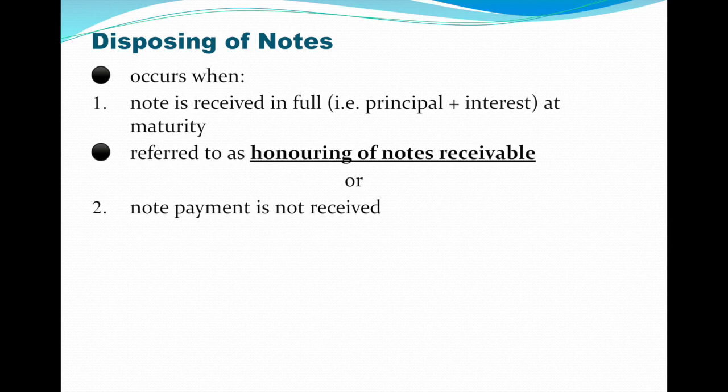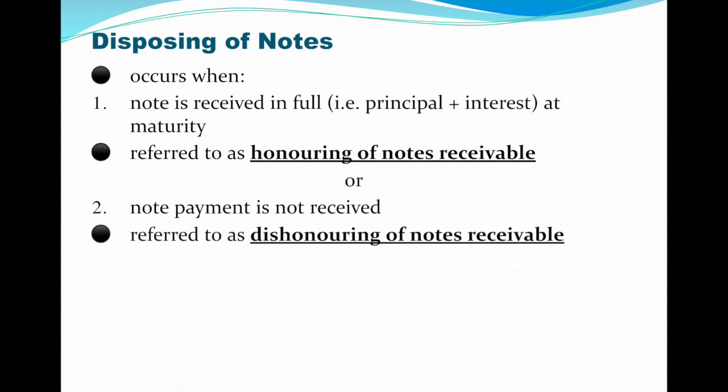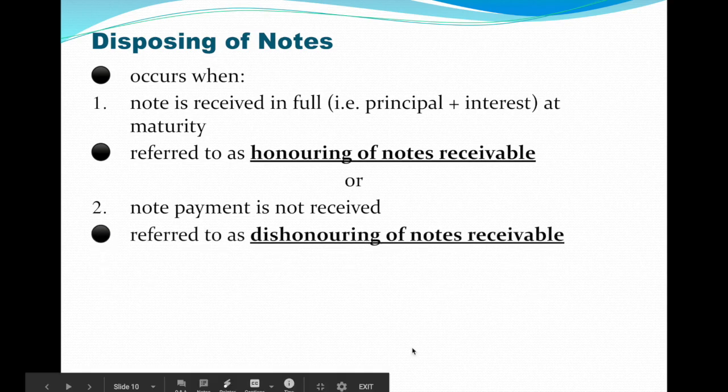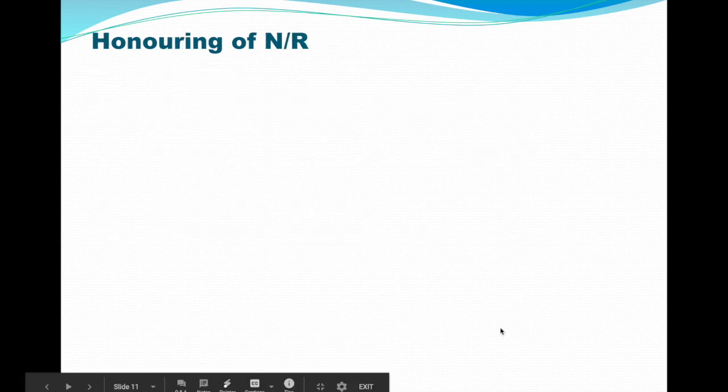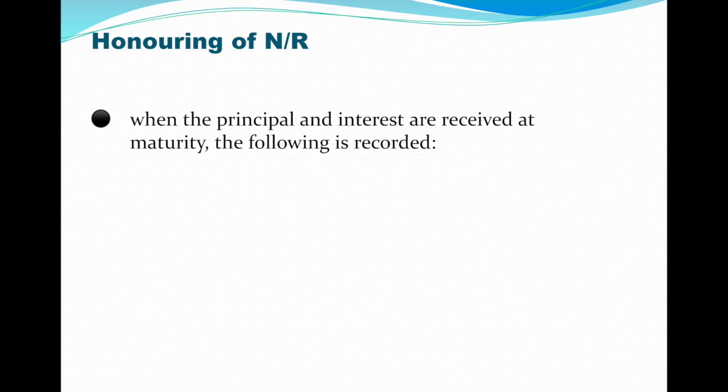Or payment is not received. Cue the Law and Order music. In which case, this is called dishonoring of notes receivable because you have not honored your promise. All right, so we're going to look at what the entries look like for honoring and dishonoring. So let's start with honoring.